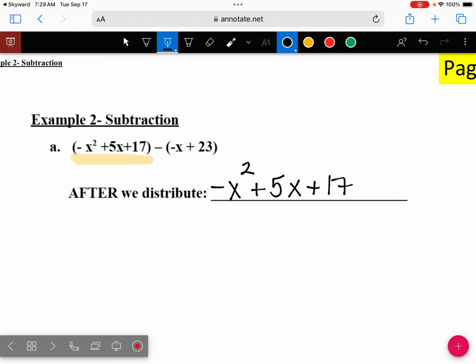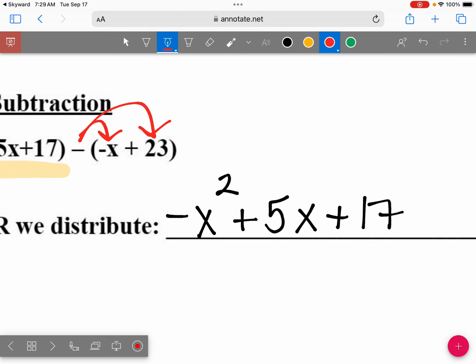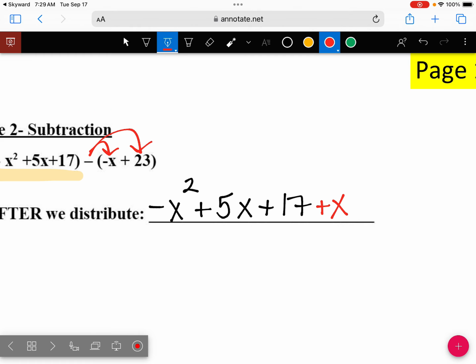But because it's subtraction, everything in this second parentheses is going to change signs. So that negative x is going to become a positive x. So put a positive x on the line. And the positive 23 is going to become a negative 23. Now that we have done that, we can combine our like terms, starting with the highest power, which is x to the power of 2. That one does not have a friend. So in my answer, it's just going to stay the same.